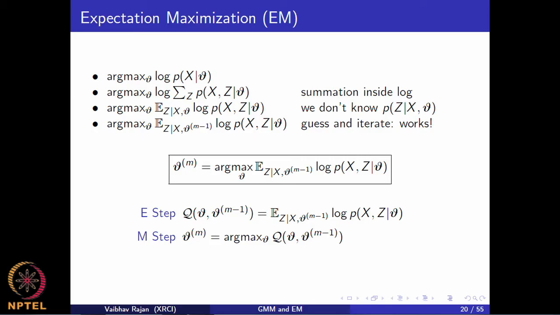The entire EM algorithm can actually be represented by just this one line. You start with some guess, and then for the next guess you calculate the expectation of the complete data log likelihood under the distribution of the missing data using the previous guess. This is broken down into two steps, where in the E step you compute this expectation, and in the M step you maximize this Q and get the next set of parameters.